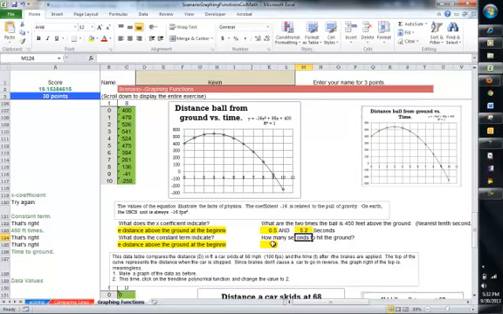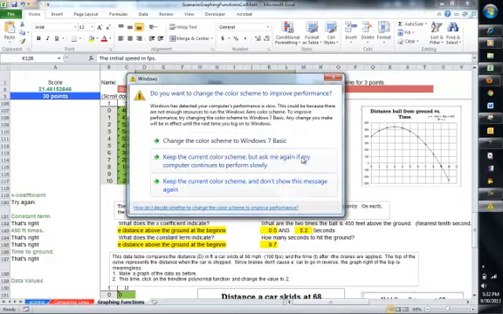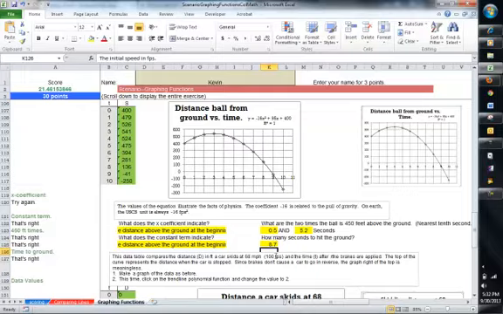And then how many seconds did it take until it hits the ground? Well, it hits the ground right over here, which is at 8.7 seconds. So in reality, this part of the graph won't exist because the ball is not going to go below ground.